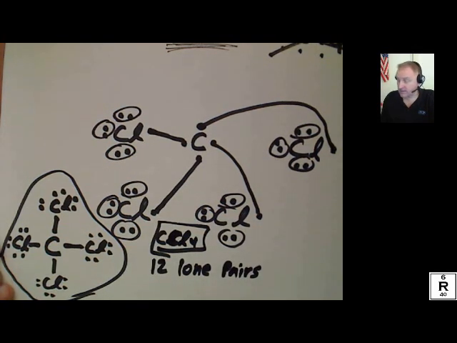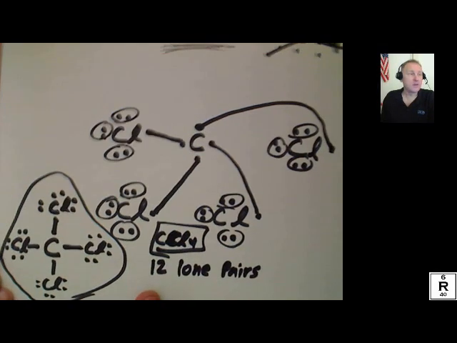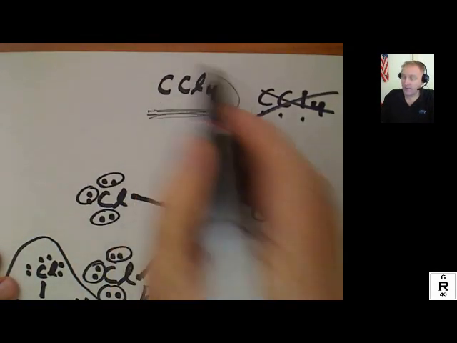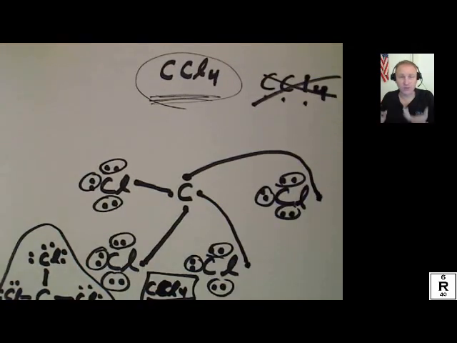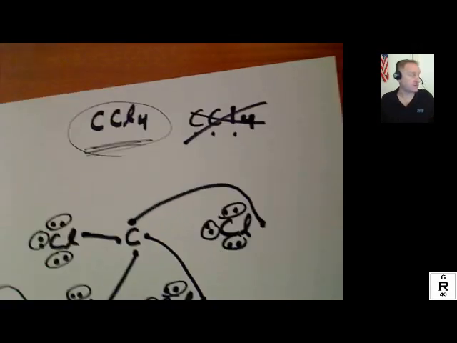It could ask how many single bonds are there? You'd say 4. How many double bonds are there? None. How many triple bonds are there? None. So you wouldn't know that just from looking at this. You'd have to actually draw it to figure out what the answer to that would be. So let's do one more.